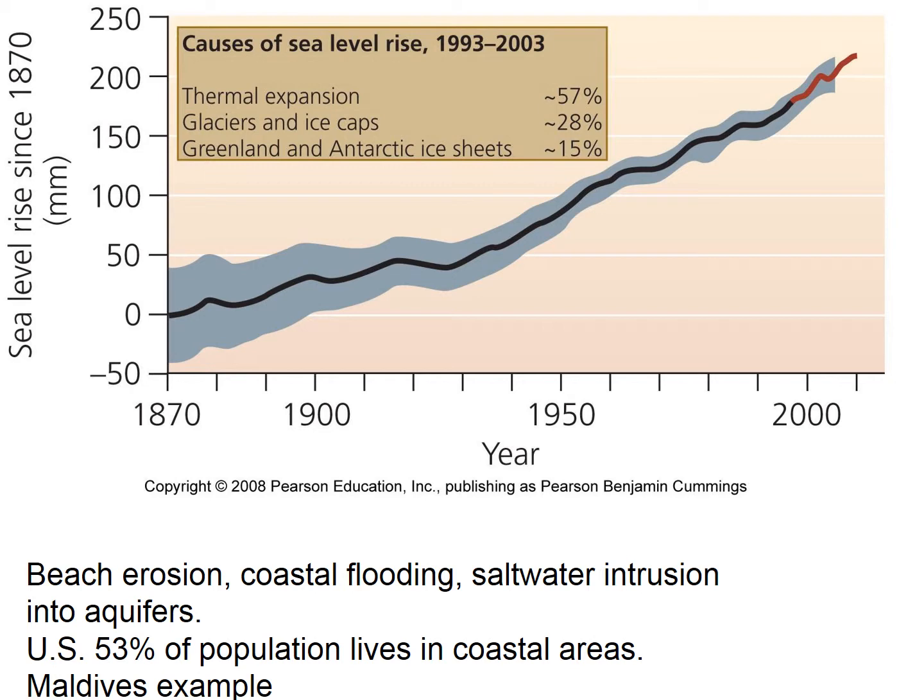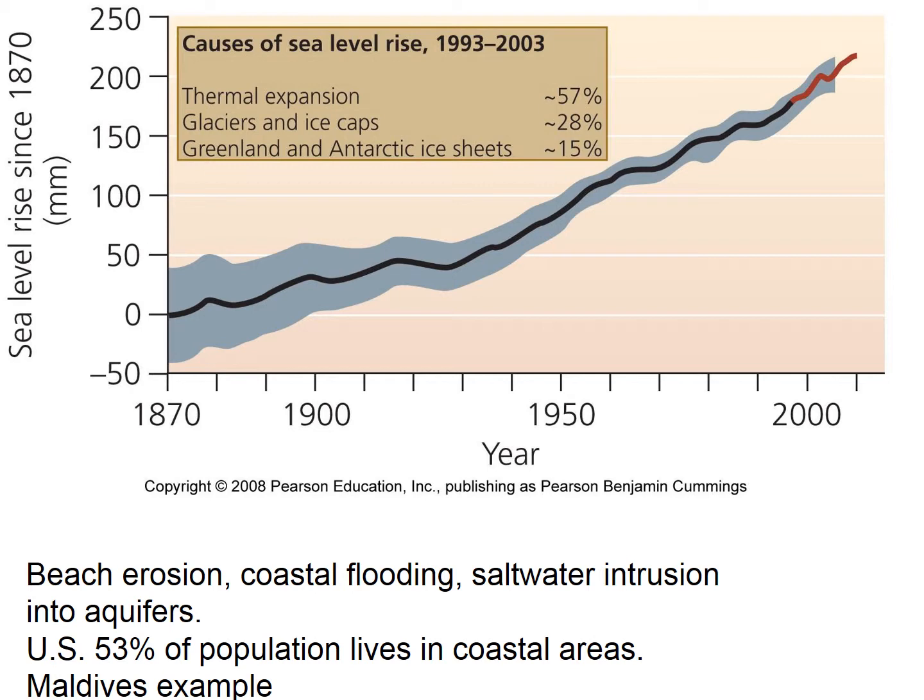So thermal expansion: as water gets warmer, it becomes less dense, so it takes up more space. And then melting on any of these glaciers, ice caps, Greenland, and Antarctic ice sheets. So remember, things that are on land, if they melt and release water, that's going to increase the sea level rise. And some of the impacts are probably pretty obvious.